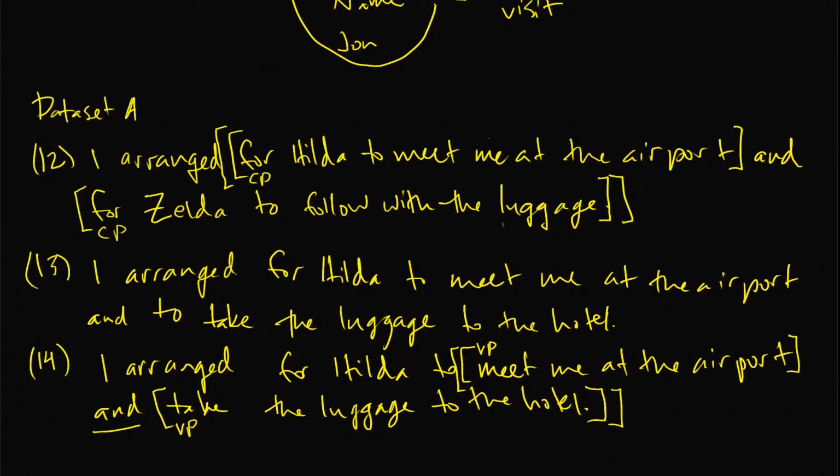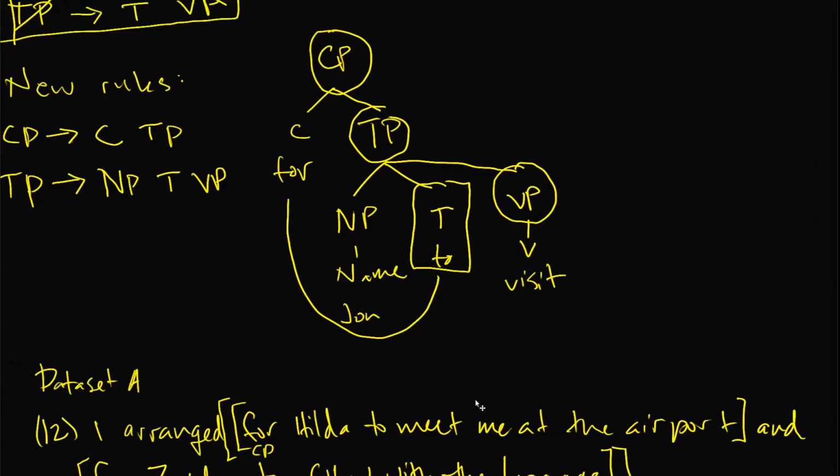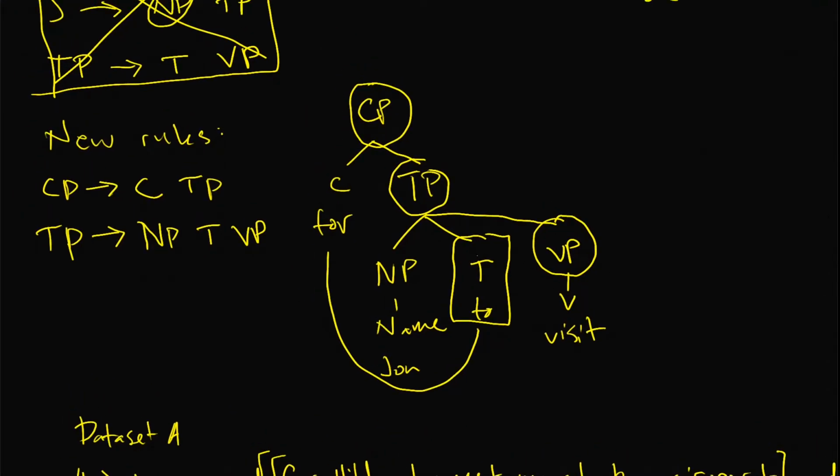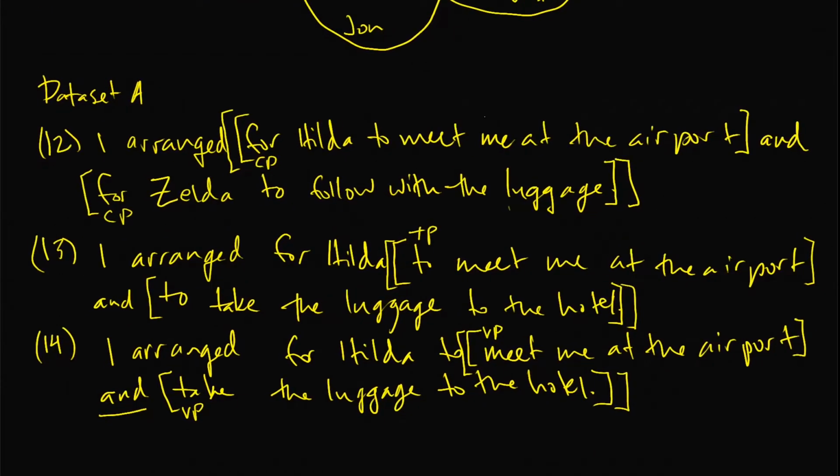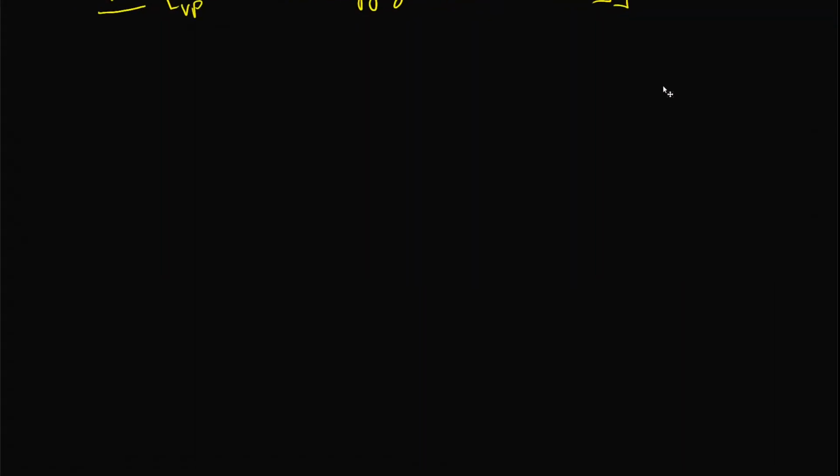But example 13 shows two things being coordinated that start with our new T head, to meet me at the airport and to take the luggage to the hotel. We might want to say that there are two TPs being coordinated here, but with the analysis that we just developed, T and the following VP do not form a constituent that can be coordinated. If we coordinated this TP, we'd also have to include a subject in the second conjunct. And example 13 doesn't include another thing like Hilda. So there's this sort of annoying puzzle here. With our old rules, we would have been able to explain this.